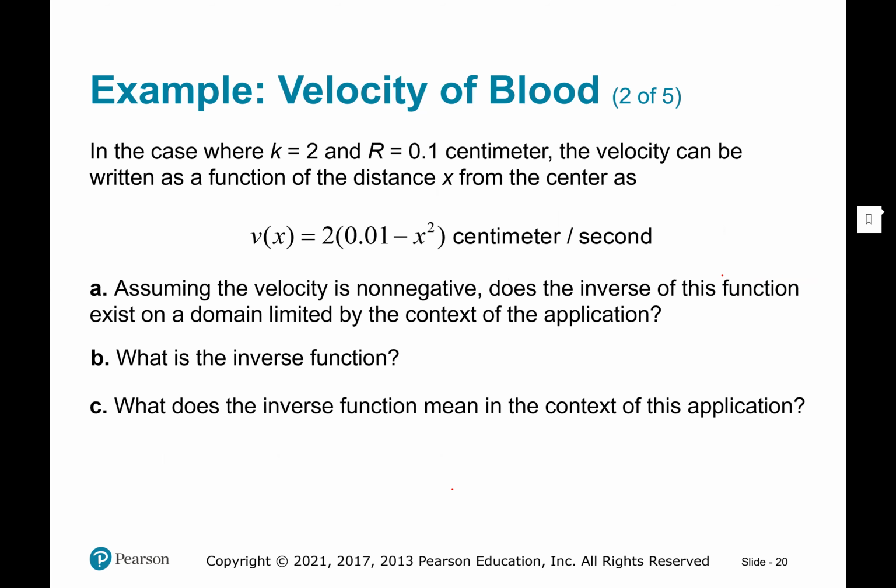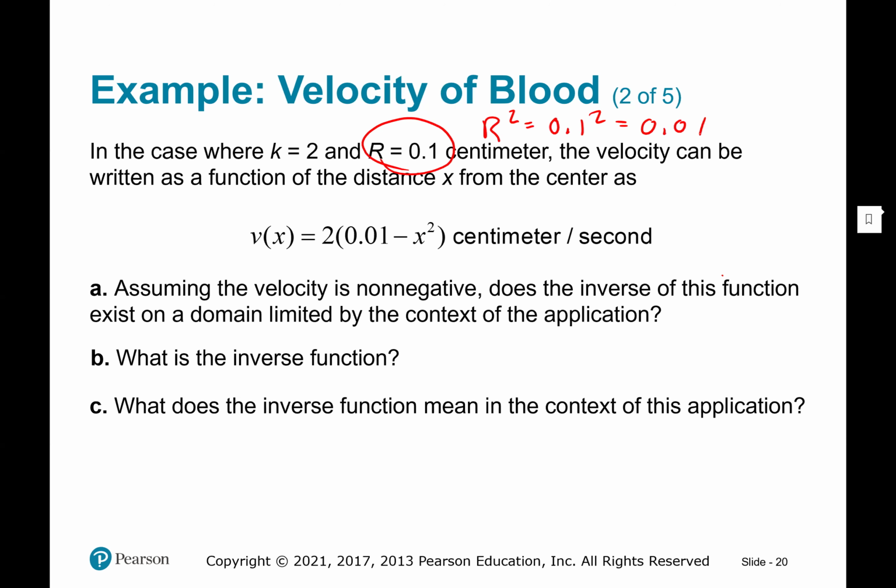In the case where k is 2 and r is 0.1 centimeters, so whatever pressure is and all that good stuff, k is determined to be 2, and the radius of your artery is 0.1 centimeters, which is pretty small. The velocity can be written as a function of the distance x from the center as v of x is 2 times 0.01 minus x squared. And since r is 0.1, r squared is 0.1 squared, which is 0.01.